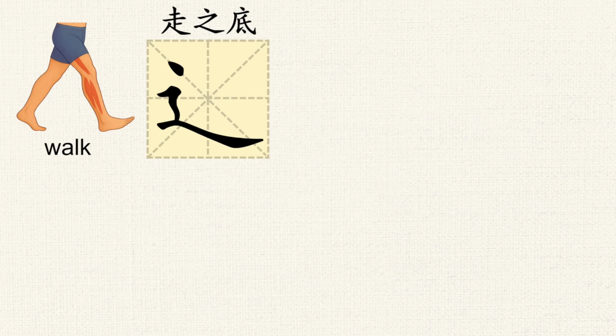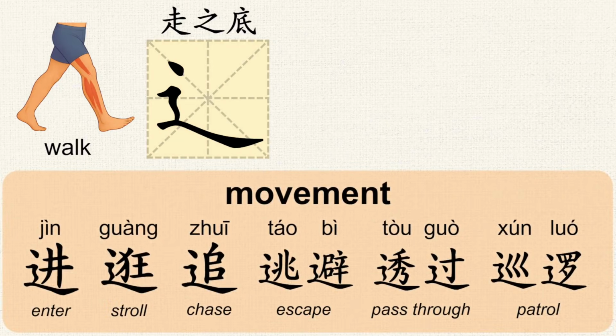They almost always relate to movement of some sort. 进 means to go in. 逛 means to walk casually, for example, 逛街, which means to stroll down the street or to go window shopping. 追 means to chase something or to pursue something. 逃避 is to escape or also to evade something. 透过 means to pass through or penetrate something, and 巡逻 means to patrol.